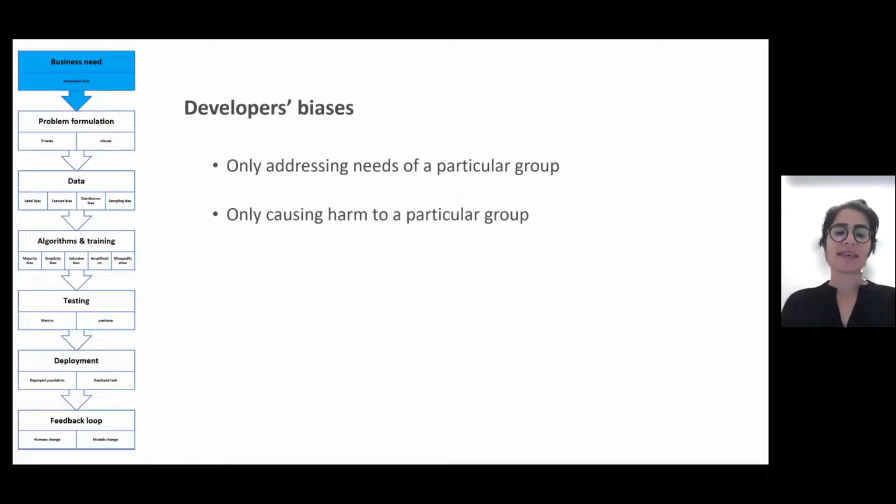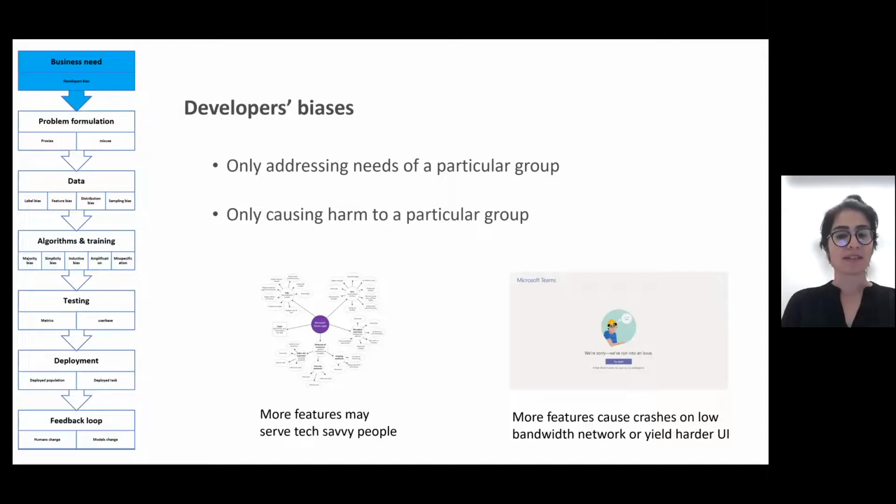In business needs, the thing that we should be very considerate about is developer biases. When you decide to address some needs, we should all be careful about whether we are only addressing the needs of a particular group, or only causing harm to a particular group. As an example, let's consider Microsoft Teams. You might add a lot of features, which would be great for tech-savvy people, but on the other hand, more features can cause harm for low bandwidth networks. So there is this trade-off that people should make a decision on.